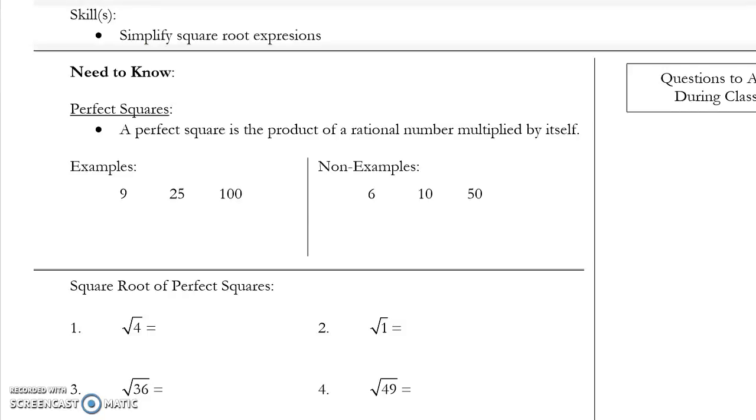So in our last class we practiced factor trees, and those are going to play a big part in what we're going to do today. We're going to simplify square root expressions. So the first thing I want us to do is recall what perfect squares are.